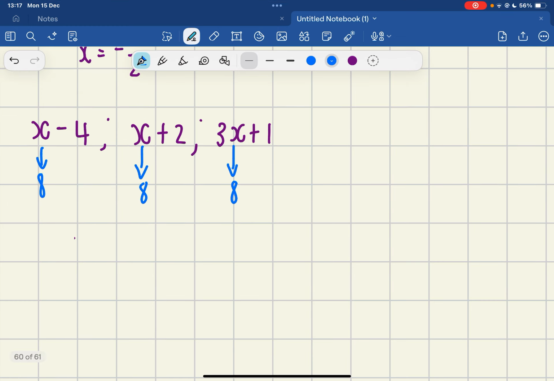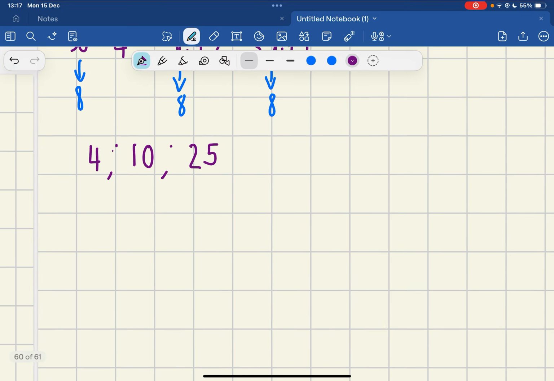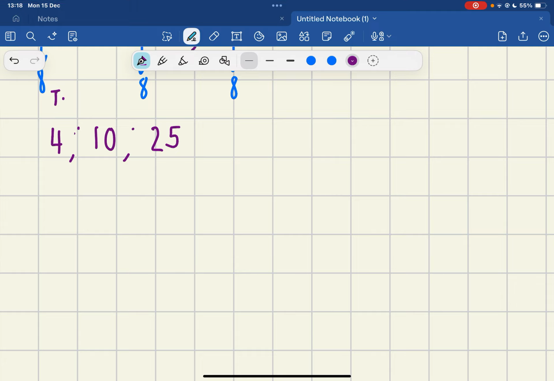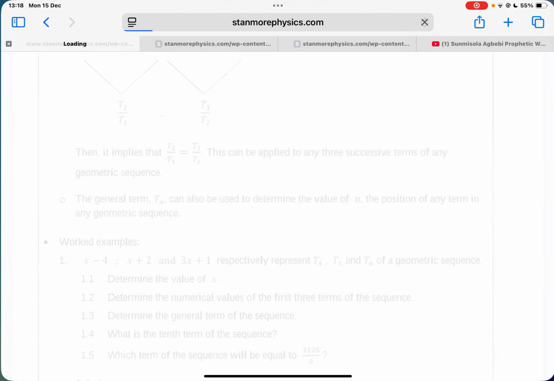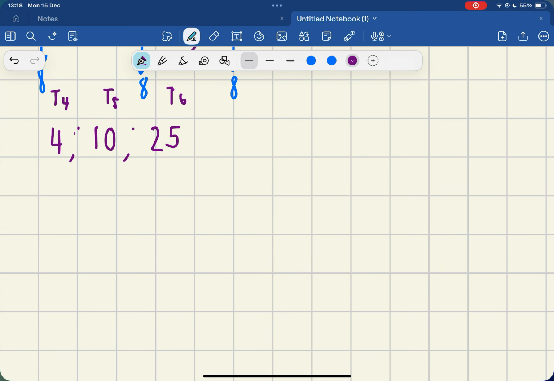And in such a case, where we see an x, we'd substitute in an 8. Therefore, we would be left with 8 minus 4 is 4. 8 plus 2 is 10. As well as 3 times 8, 3 times 8 is 24. 24 plus 1, 25. Right? Perfect. Now, this is essentially T4, T5, and T6.